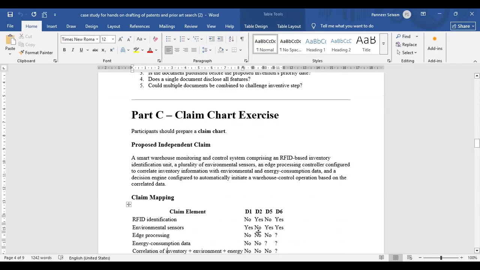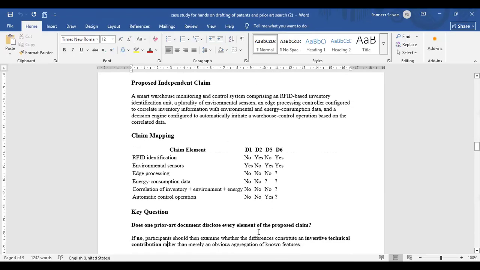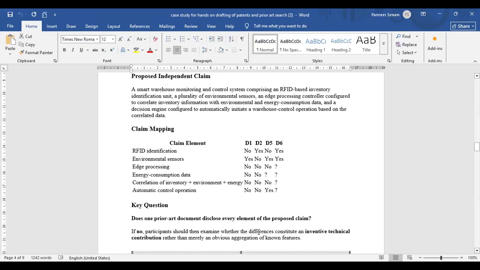We now come to one of the most important practical activities, the claim chart. Our proposed independent claim includes an RFID-based inventory identification unit, environmental sensors, an edge processing controller, correlation of inventory information with environmental and energy consumption data, and a decision engine that automatically initiates warehouse control operation. Participants must map every element of the proposed claim against the relevant prior art documents as shown in the matrix.